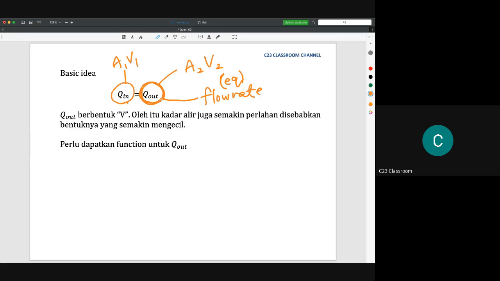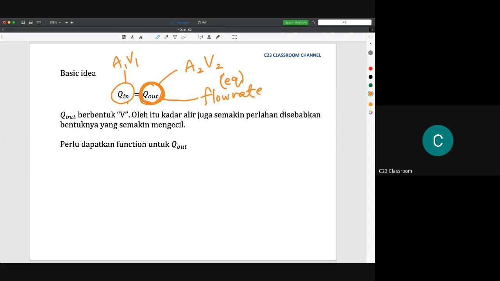Okay, awak boleh nampak equation asal dia adalah Q in sama dengan Q out. Cuma sebelum ni kita pecahkan equation flow rate tu kepada A dan V. Jadi awak kena cari A, awak kena cari V. Tetapi ada kemungkinan, ada situasi di mana awak tidak tahu apakah velocity pada outlet dan awak tidak tahu apakah area pada outlet. Tetapi yang awak tahu adalah equation untuk kadar alih pada outlet. Sekiranya awak tahu equation untuk kadar alih pada outlet, so awak just replacekan di dalam Q outlet.